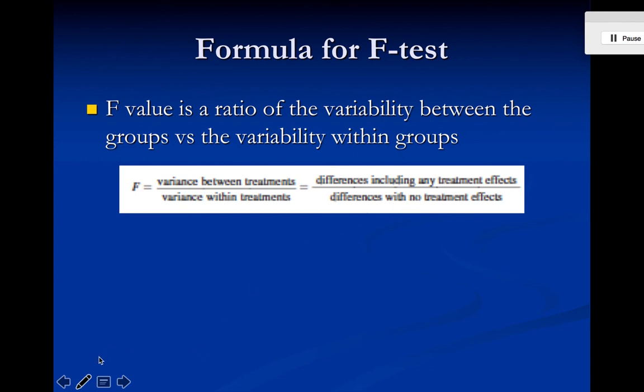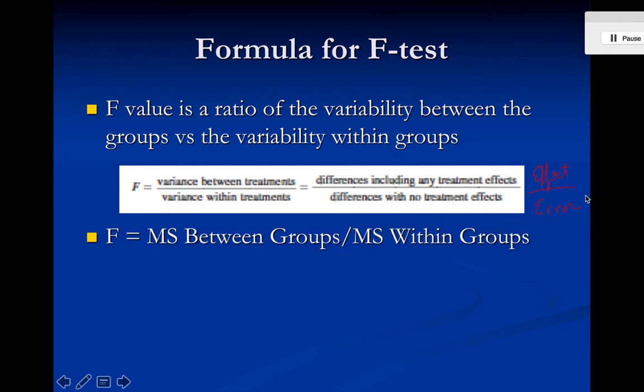If you want to think about it in another fashion, the way that we've talked about it many times: effect variance divided by error variance. So what I've done here for you is interpret this formula and this ratio a little bit more specifically so it's more understandable. This is the way that we actually calculate the F statistic. It is the MS between groups divided by the MS within groups.